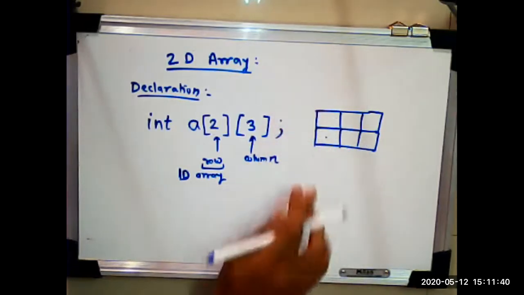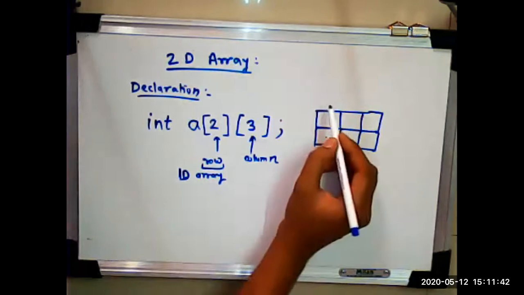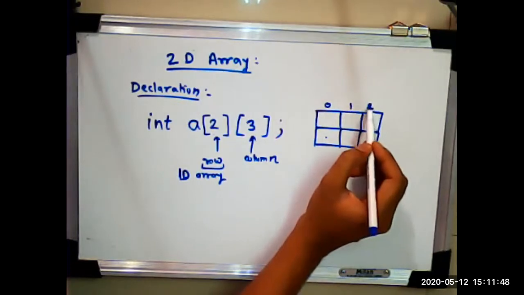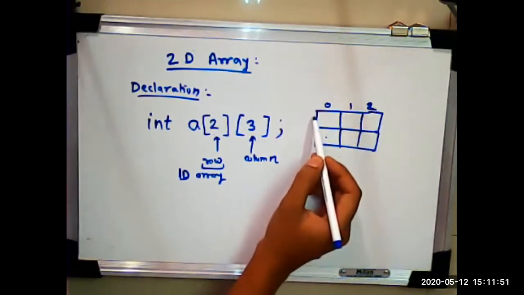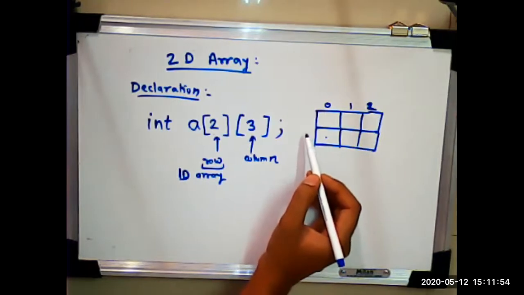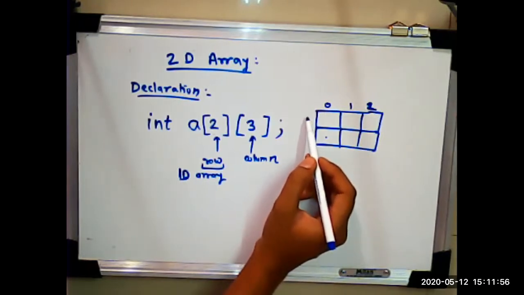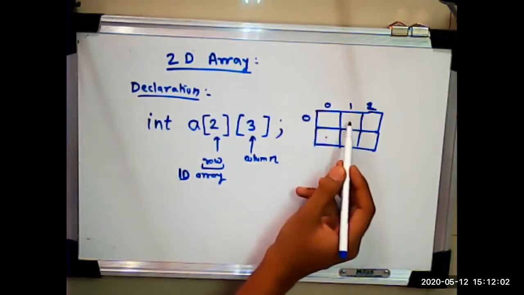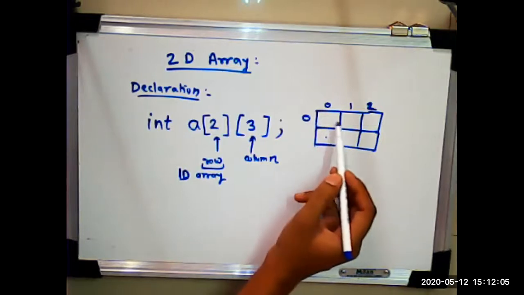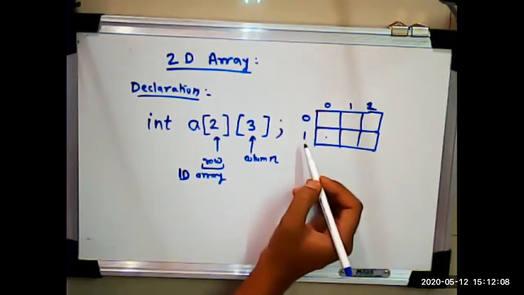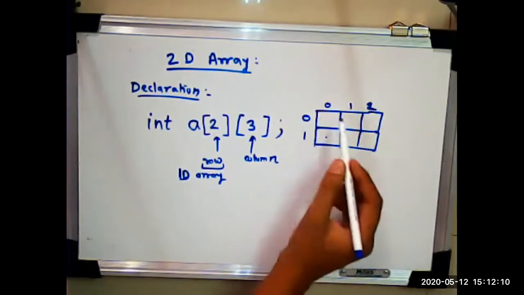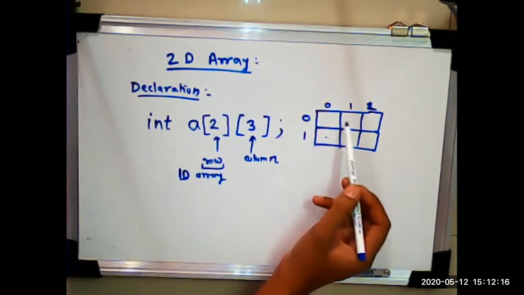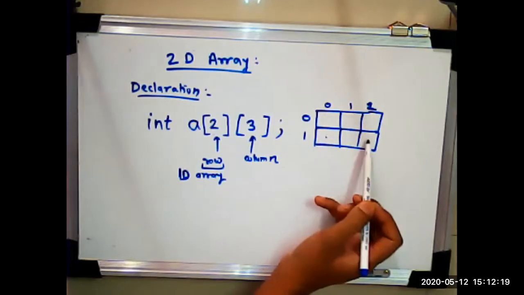But we know that array indexes start with 0, so here the index is 0, index is 1, index is 2. Here also, of the two one-dimensional arrays, the count is always initialized with 0. So it is the zeroth one-dimensional array, not the first one, and then the first one-dimensional array. So by looking at this picture, you can say that this 2D array contains two one-dimensional arrays.